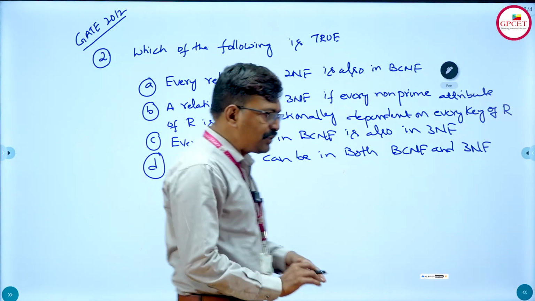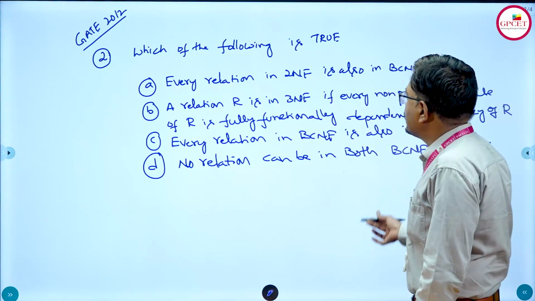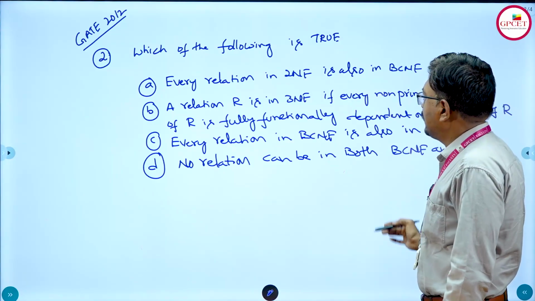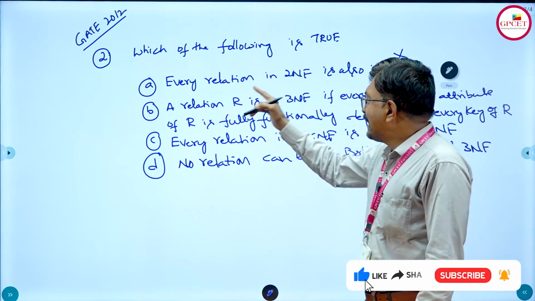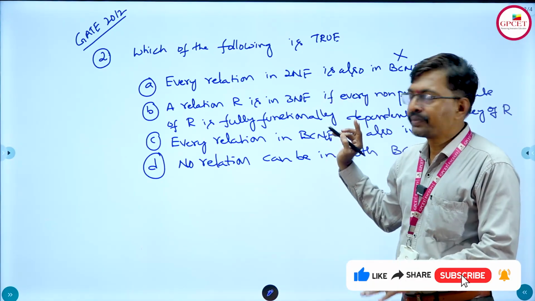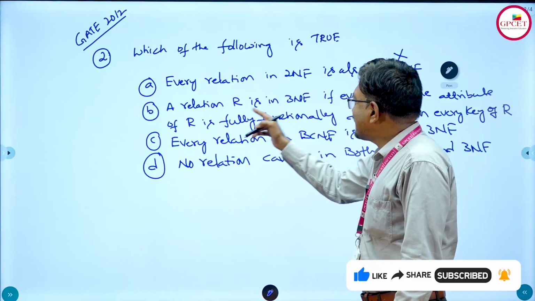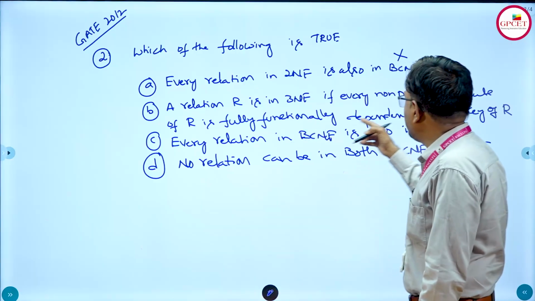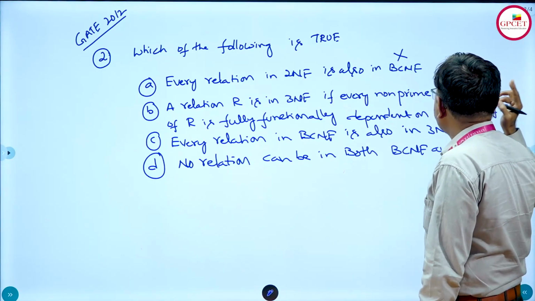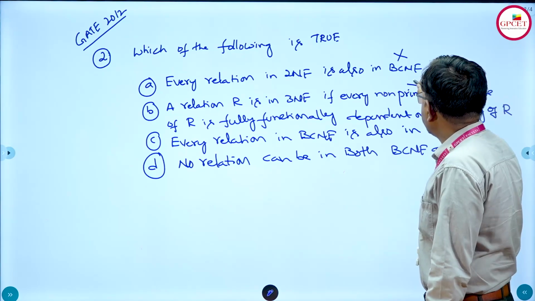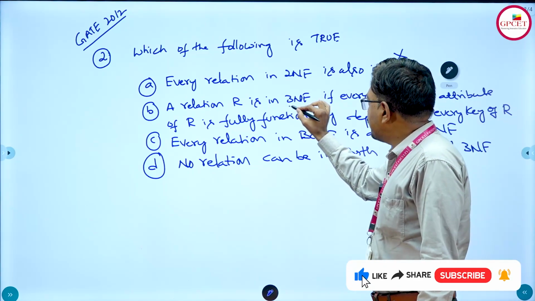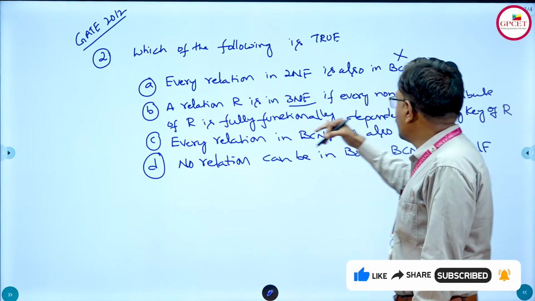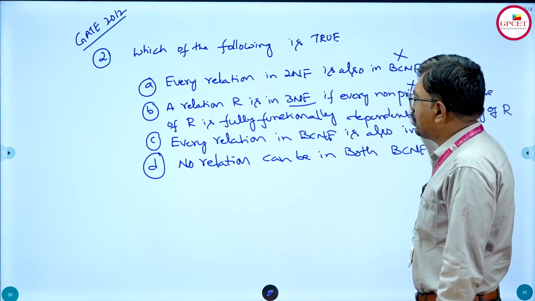Right, observe the next bit. GATE 2012. Which one of the following is true? Observe the first one: every relation in 2NF is also in BCNF. No. Why? Because every relation in 2NF is in 1NF only. That is why this is a false statement. A relation R is in 3NF if every non-prime attribute of R is fully functionally dependent on every key of R. This second one is also a false statement. Why? Because that is not 3NF; a relation R is in 2NF if every non-prime attribute of R is fully functionally dependent on the primary key. That's why the second bit is also false.